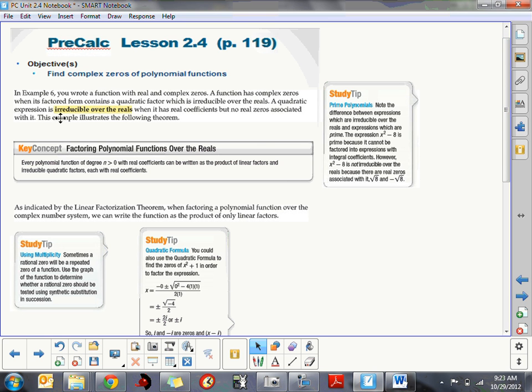They introduced a new word in here. They're called irreducible over reals. It's a quadratic expression which is irreducible over the reals. Typically we're going to see things like this. It's an x squared plus 16.